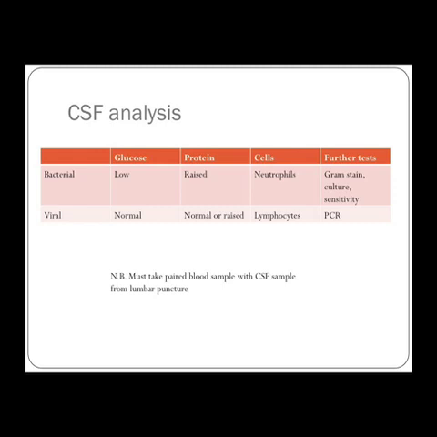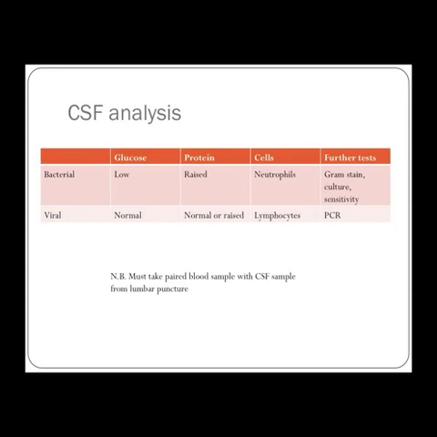Now, on macroscopic examination in bacterial meningitis, sometimes the CSF will actually look cloudy and turbid, and then you'll probably know instantly when you get the sample the patient has bacterial meningitis. But on microscopy, the cell type which predominates are neutrophils, in contrast to viral meningitis, where predominantly you get lymphocytes. The glucose in bacterial meningitis is low, whereas typically in viral meningitis it's normal. Protein isn't always helpful because it can be raised in viral meningitis and usually raised in bacterial meningitis as well.